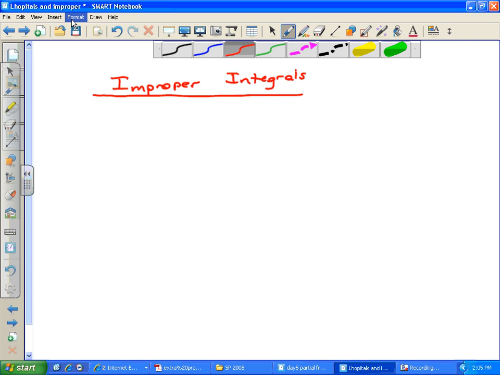Integrals that have infinite limits. That's how I'm going to define it. These are basically integrals that have infinite limits.